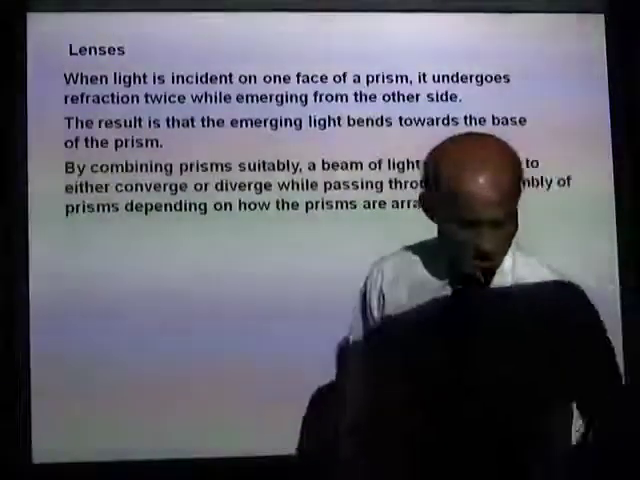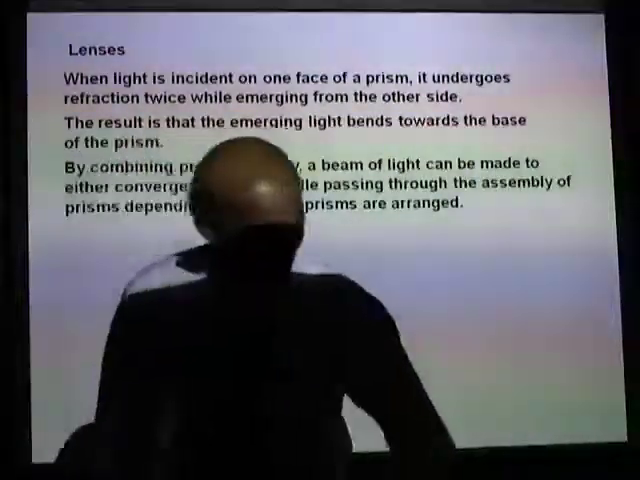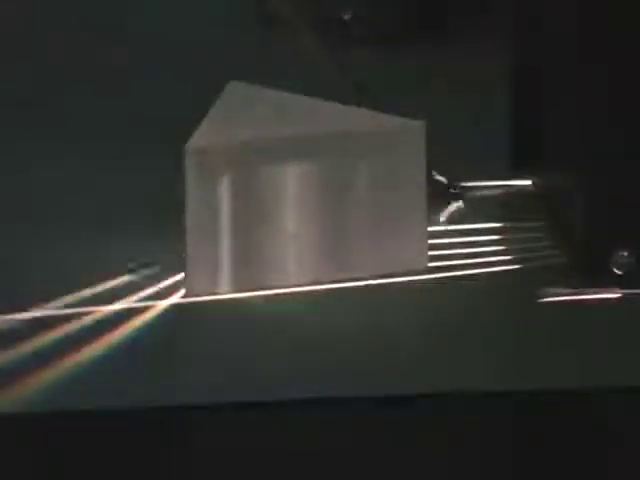Now, I think I can show that to you. Let me see if I have that demonstration. Here I have a triangular prism. This is the base of the prism. I have allowed 3 light rays to go into the prism. They bend while entering the prism and bend again while coming out. You can see the 3 light rays coming, they all bend towards the base.